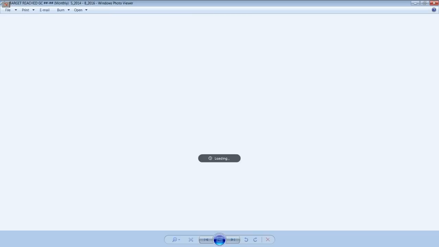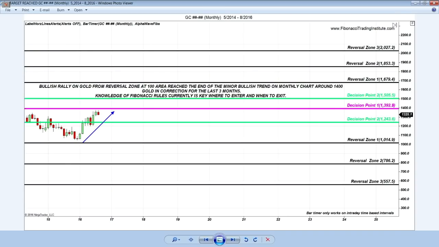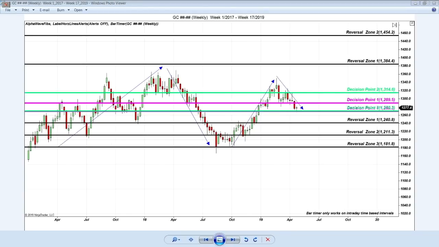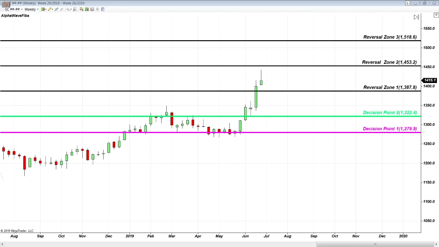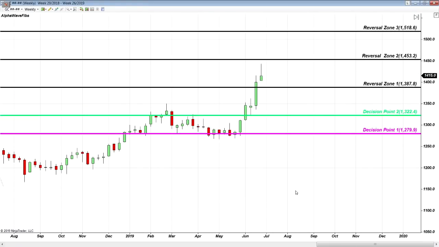So, if we are to take a look on gold right now, this year, shall we? This is gold, 2018-19. Crucial Fibonacci support, 1277. This is gold traders, bullish rally on gold overextended. We're at institutional Fibonacci reversal zone. Knowing what to do with your position is the key.